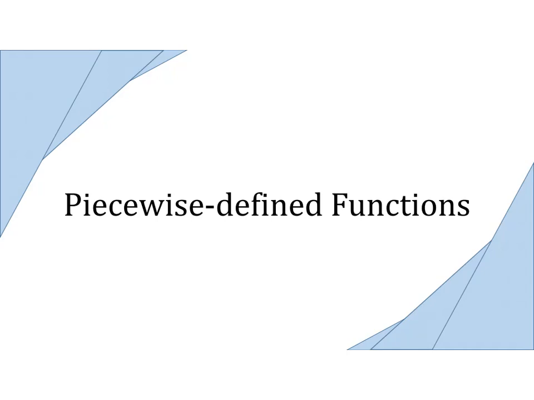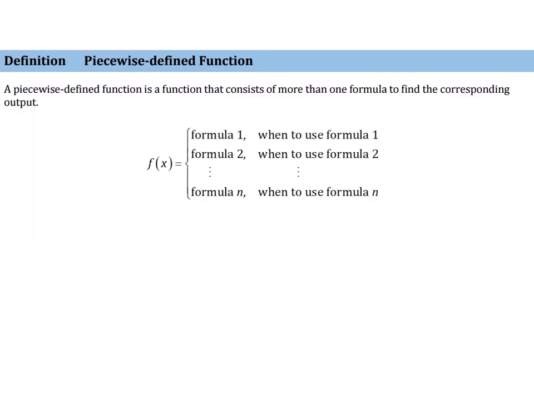Now let's take a look at a type of function called a piecewise defined function. From the name you can tell that this is a function that is defined in pieces. Whenever you have a piecewise defined function, you have one function, in this case the function f. This function is defined in several pieces. Each piece is given by a formula, and when you use that formula is given after the formula.